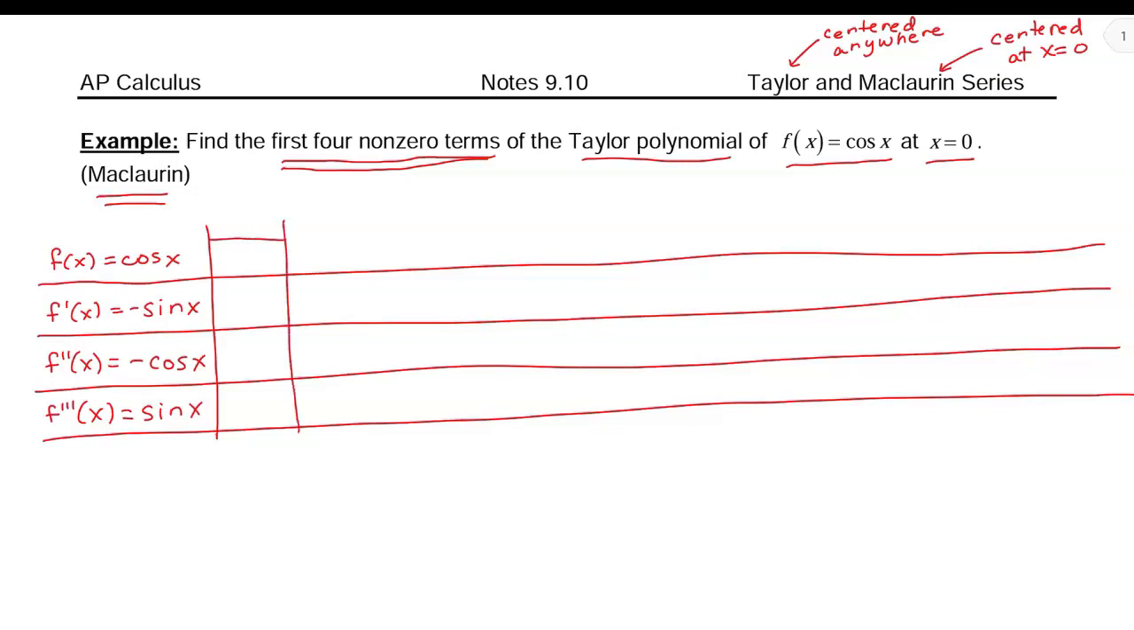Where am I centering this polynomial? I'm centering it at x equals 0. So I'm going to evaluate my derivatives at x equals 0. The first one is f of 0 is cosine of 0, which is 1. The next one, negative sine of 0 is 0. The next one, negative cosine of 0 is negative 1. The next one is sine of 0, which is 0.